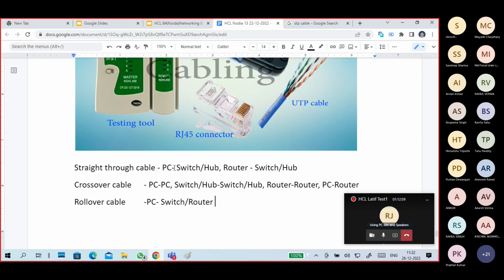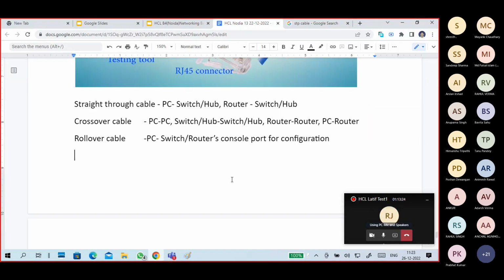Rollover cable is used from PC to switch or a router for configuration purposes. Console cable, console port for configuration. If you don't get it, no problem, it's not a big deal. There are manageable switches and manageable routers. You can connect them with the PC's serial port.